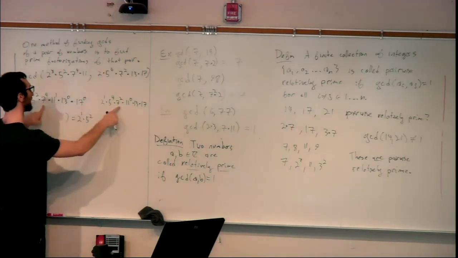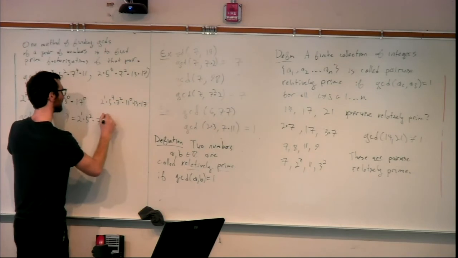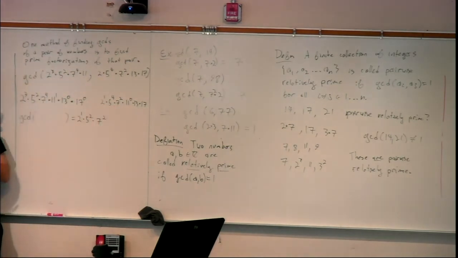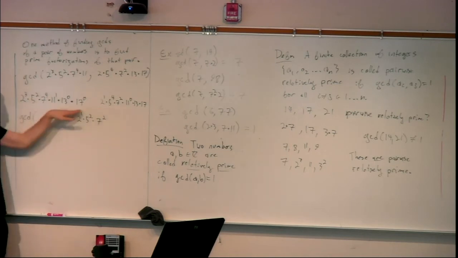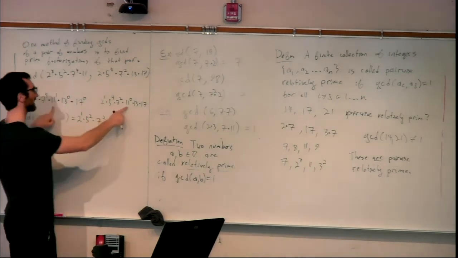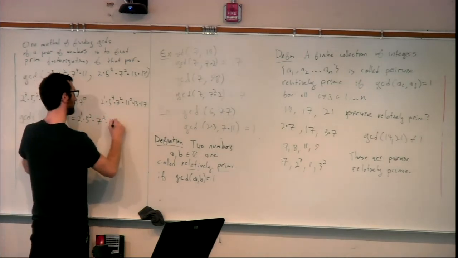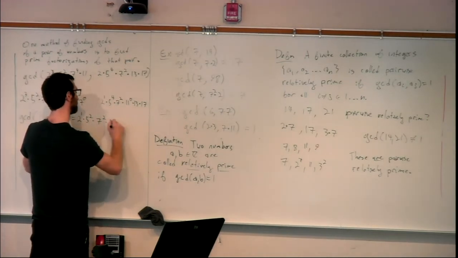Now I look at sevens. Once again, the minimum comes from over here. So I put a 7 squared here. No number D with a prime factorization that involves more than 2 7s could possibly divide both of these numbers. Next, I look at 11. The smallest is 0, so I'm going to have 11 to the 0.